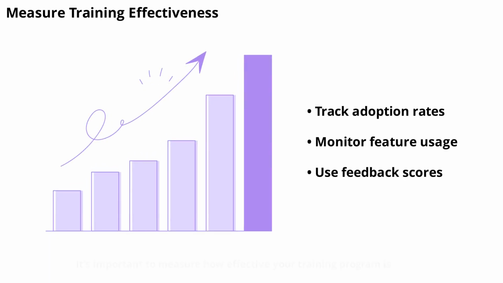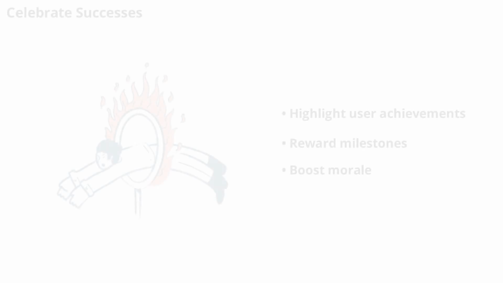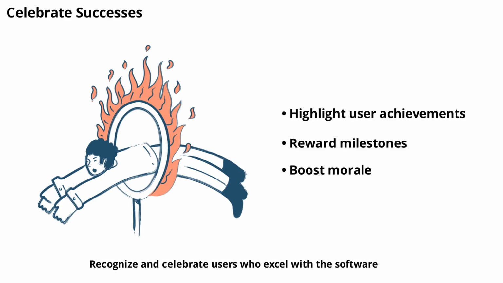It's important to measure how effective your training program is. Track metrics such as user adoption rates, feature usage, and feedback scores. Use this data to identify areas for improvement and ensure your training delivers real results. Recognize and celebrate users who excel with the software. Highlight achievements in team meetings or newsletters, and reward milestones with small incentives. Celebrating success boosts morale and encourages continued engagement with the tool.